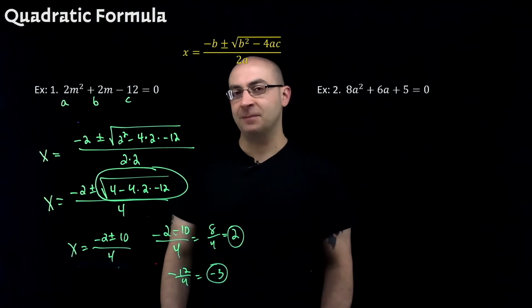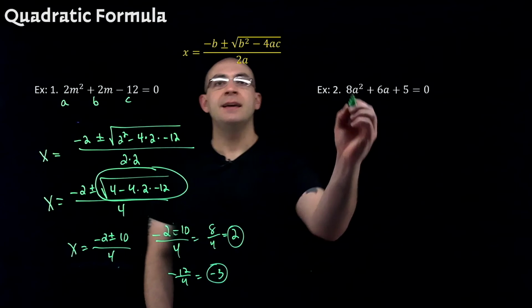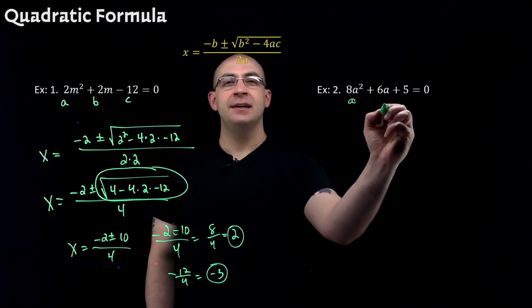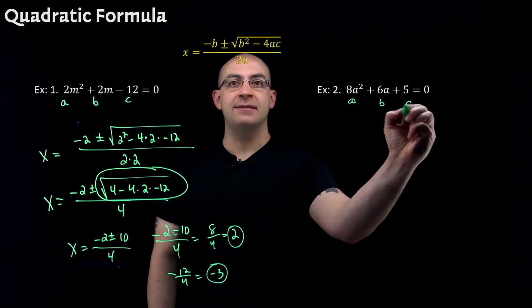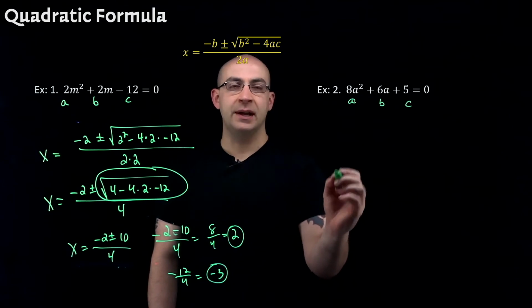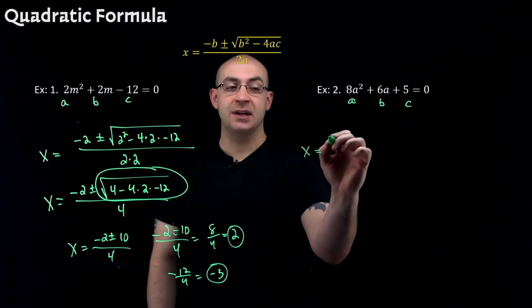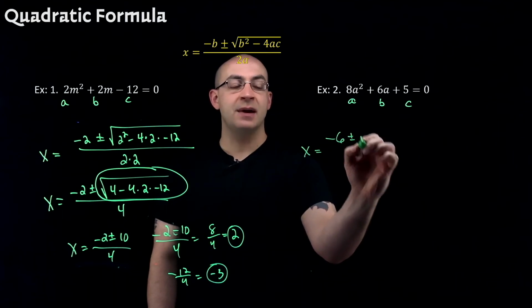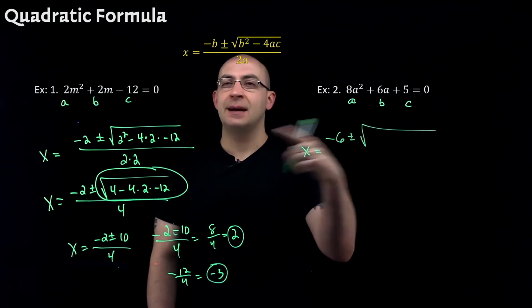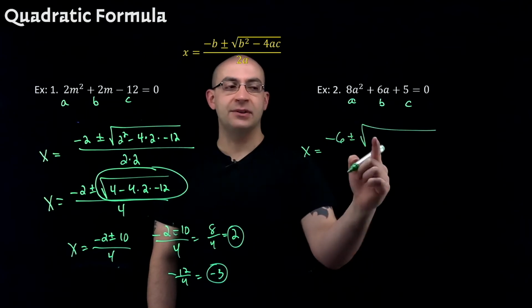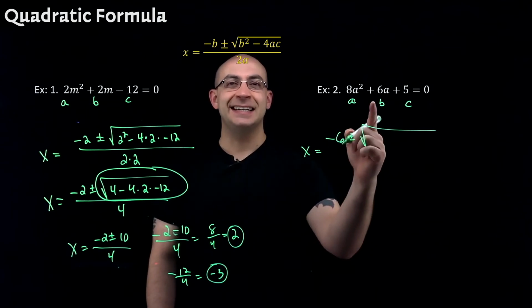Let's try another one and see what we get. 8 is going to be my a value, 6 is going to be b, and 5 is going to be c. Let's plug in what we know. X is going to equal negative b, so again, I'm going to switch the sign here. Negative 6 plus or minus the square root of, I'm going to go ahead one extra step so I don't have to go and do this one.